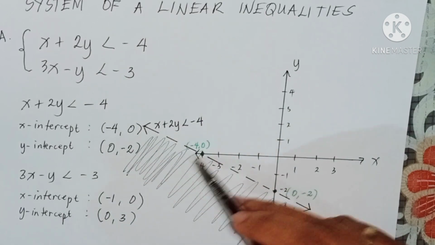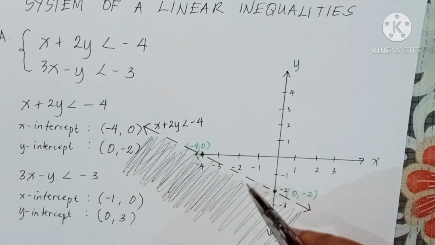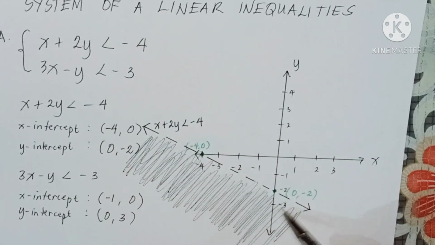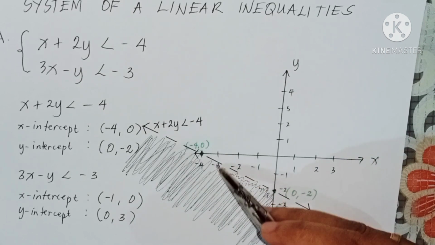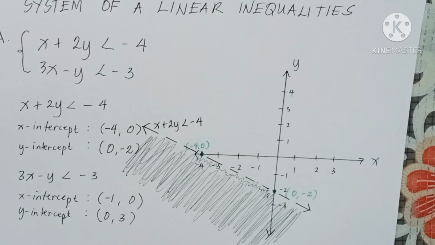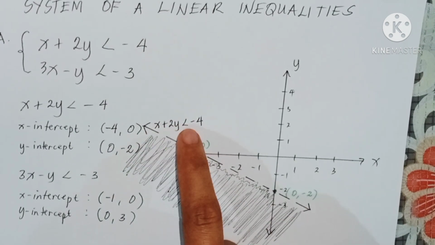So you have to shade. You can use crayon. Included. Okay, so that is the solution of x plus 2y less than -4.